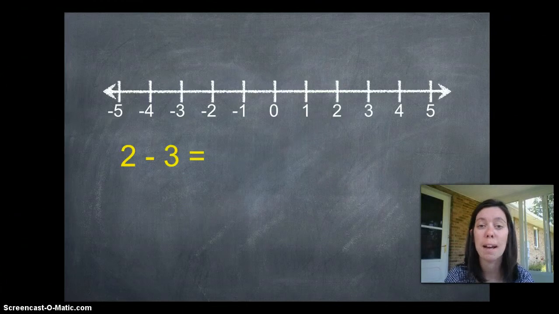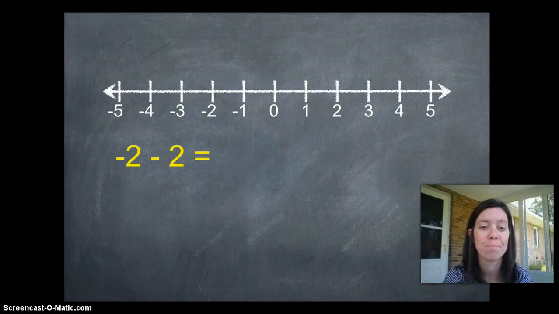Since this has a minus sign, we're going to start on the 2 and move to the left this time. We're going to move to the left 3 spaces. So people get mixed up on whether this answer would be 1 or negative 1. But if you think about moving on the number line, it has to be negative 1. And here's one more for you. Start on the negative 2, move 2 spaces to the left. So we land on negative 4.